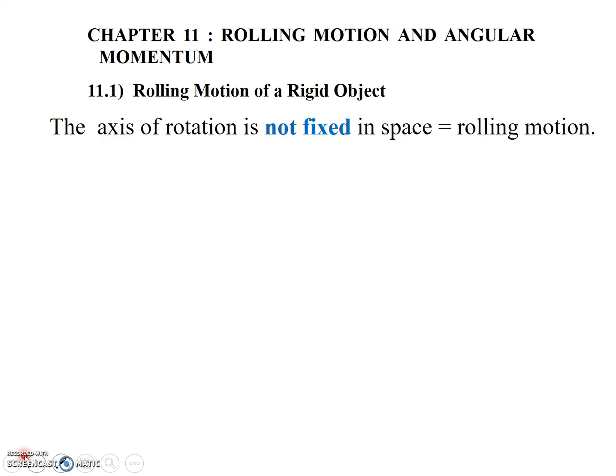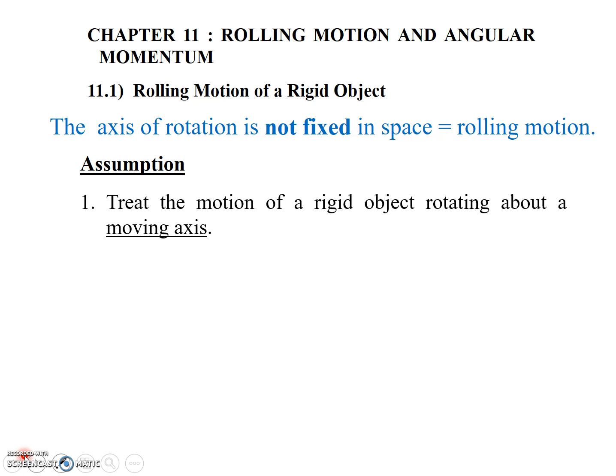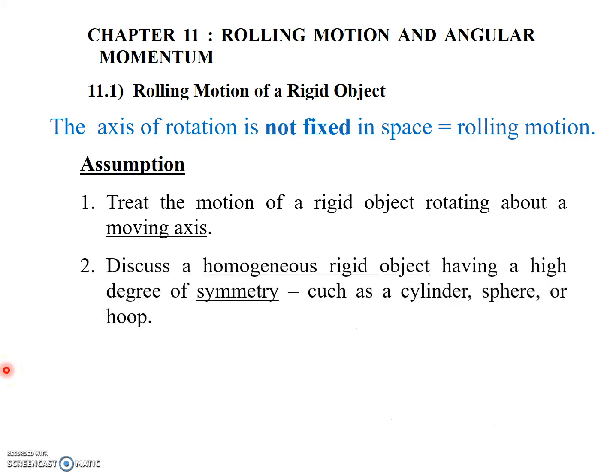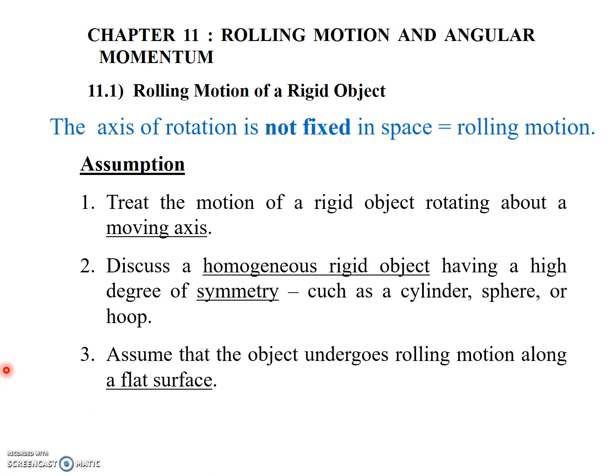So when we talk about rolling motion of a rigid object, we are talking about the axis of rotation which is not fixed in space. We also have assumptions. First, we treat the motions of the rigid object rotating about the moving axis. Secondly, we discuss a homogeneous rigid object having a high degree of symmetry, such as a cylinder, sphere or hoop. We also assume that the object undergoes rolling motion along a flat surface.